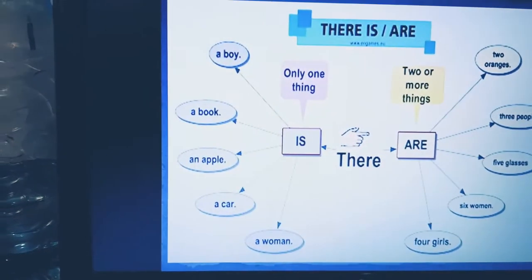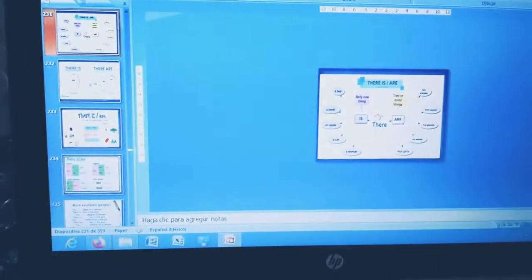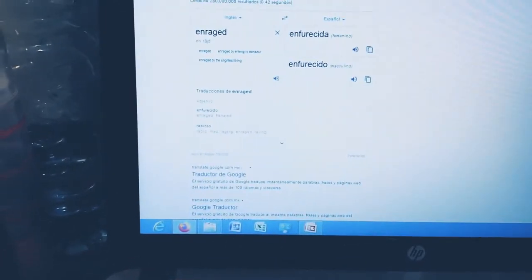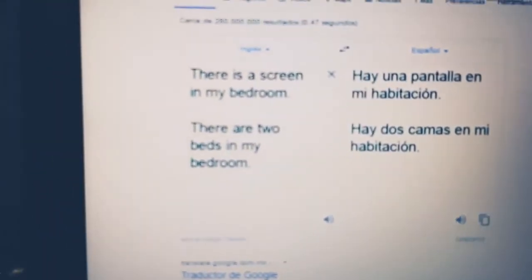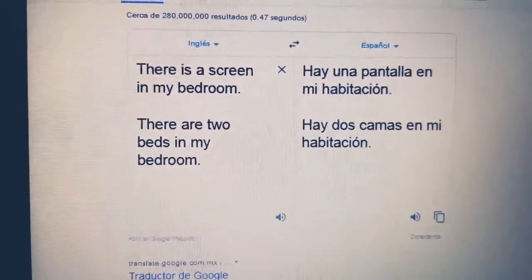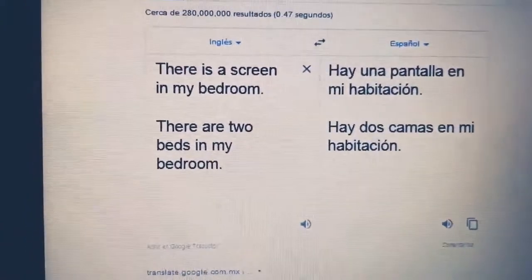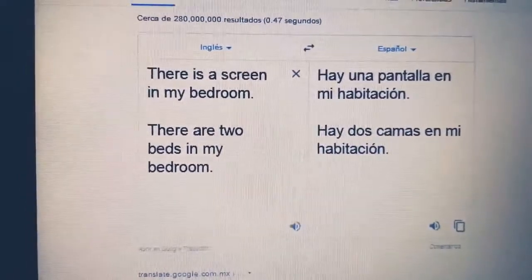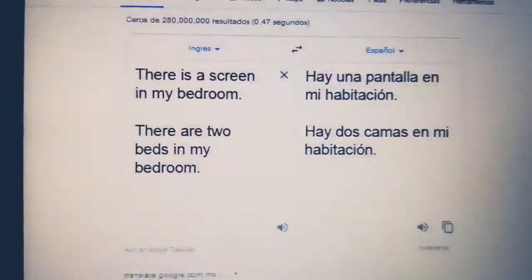Another example. Checking the translation, I have one example here. Remember, I told you that you can use Google Translate. For example, for me, I have two examples. There is a screen in my bedroom. I have the translation in Spanish here, right? You check: there is, we use when it's just one. And the second example: there are two beds in my bedroom. You check the translation, it's because it's plural. There is for one and there are for two or more, okay?